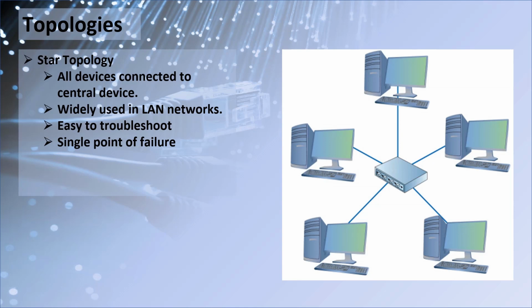So as I mentioned earlier, it is widely used in LAN networks. Now, if we look at the disadvantages of star topology, there is a single point of failure in the network. If you look at the diagram again, there is a central device and all the nodes are connected to that central device. So if that central device or switch goes down, it will bring down the whole network. So that is one of the disadvantages of star topology, but still it is widely used in LAN networks.